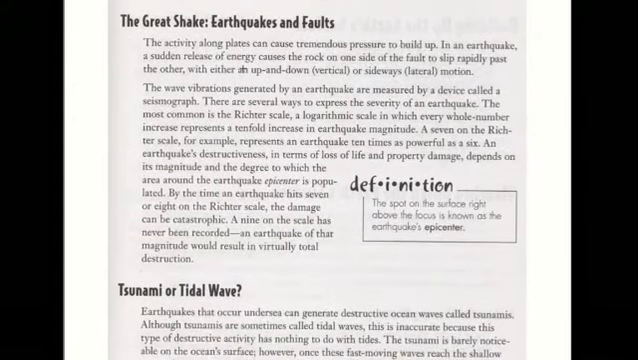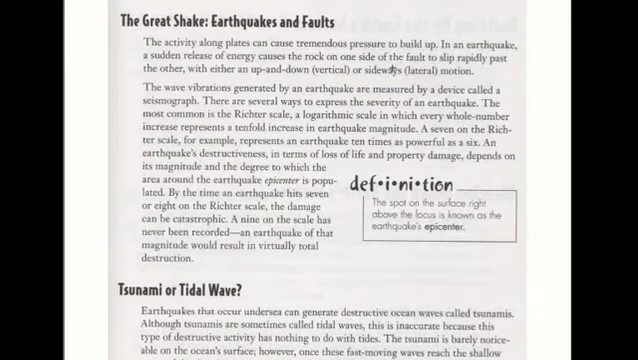The Great Shake: earthquakes and faults. The activity along plates can cause tremendous pressure to build up. In an earthquake, a sudden release of energy causes the rock on one side of the fault to slip rapidly past the other, with either an up-down (vertical) or sideways motion.